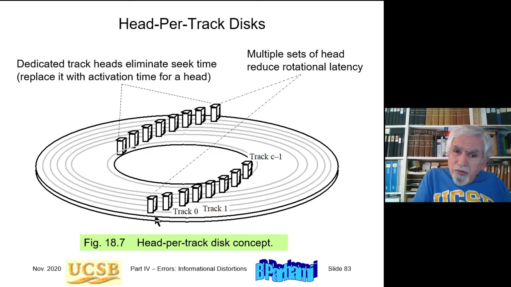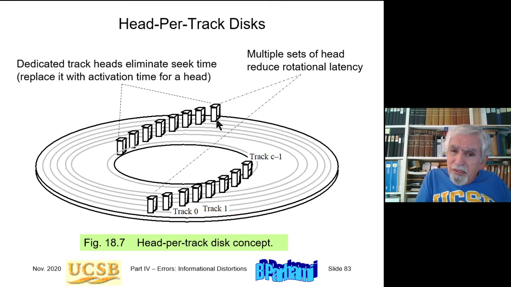One modification was to provide one head per track. These were known as head per track disks, instead of just a single head that moves back and forth between the tracks. So this eliminates the seek time because the head is permanently on the track and you just select the head that needs to read. And that selection is electronic, and therefore it takes very little time. But these disks are very expensive because you have to build a large number of heads, and building these heads and making sure they're aligned with the tracks is non-trivial.